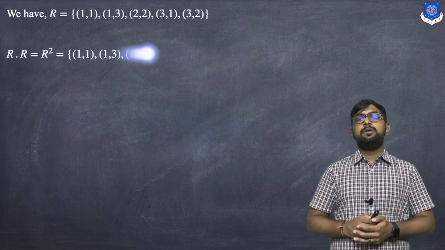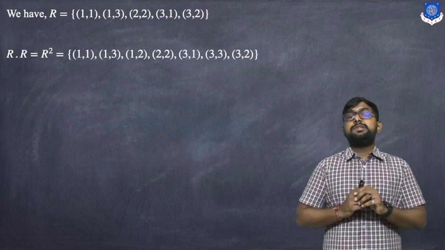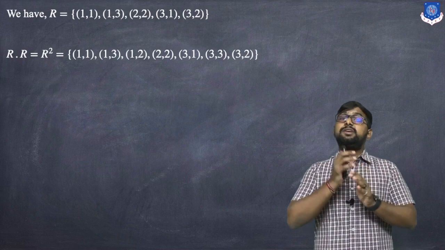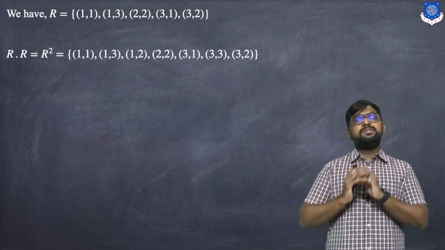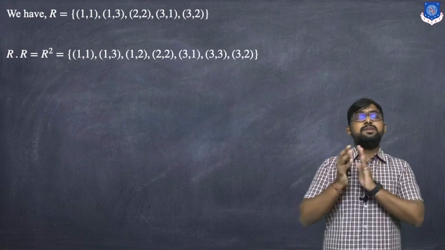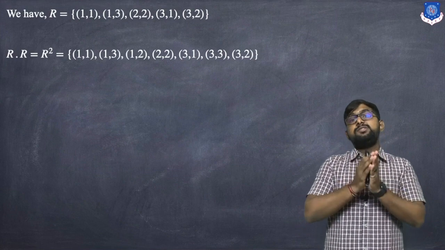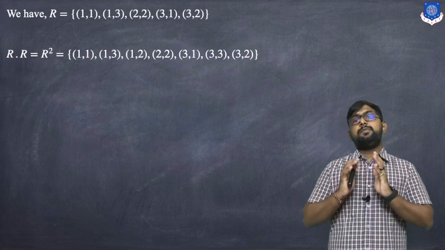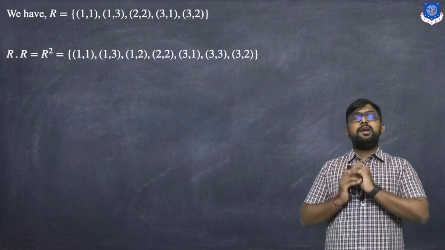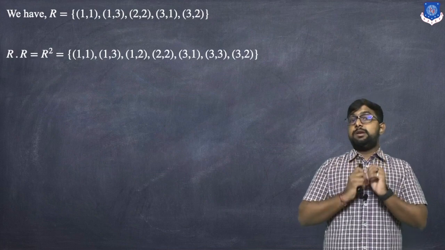So R square is R dot R. Now how to calculate R square? See, it is a composition of R with itself. Consider in R, 1 is related to 1. Now again 1 is related to 1, so the (1,1) entry will be there. In the same way, 1 is related to 1 and 1 is related to 3, so the (1,3) pair will be there. Now 2 is related to 2 and 2 is related to itself, so the (2,2) pair will be there.